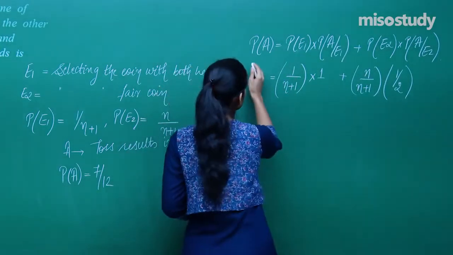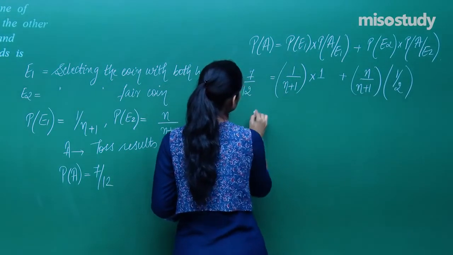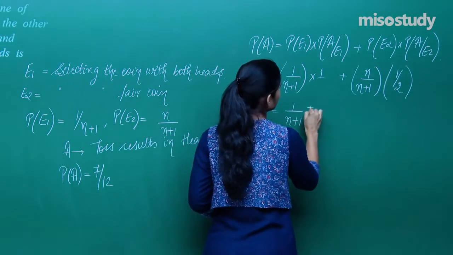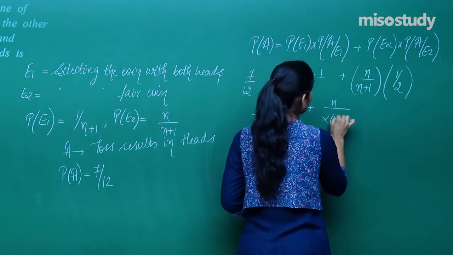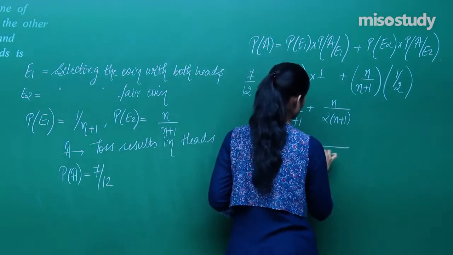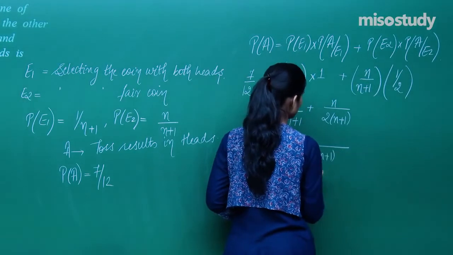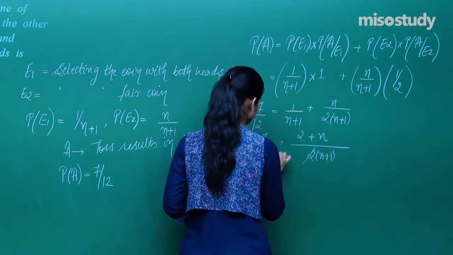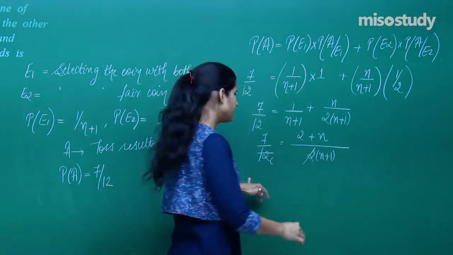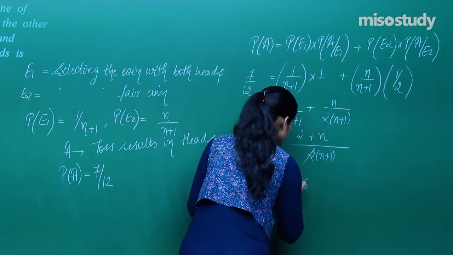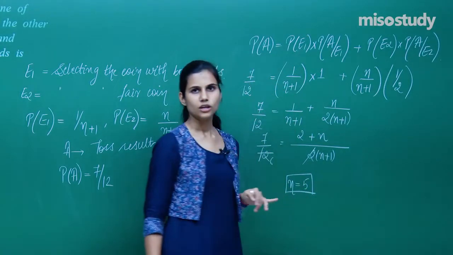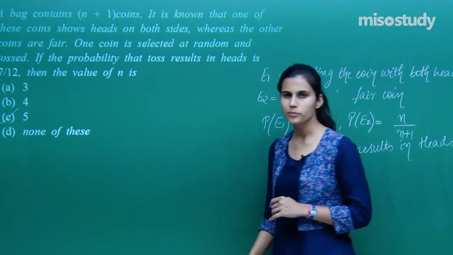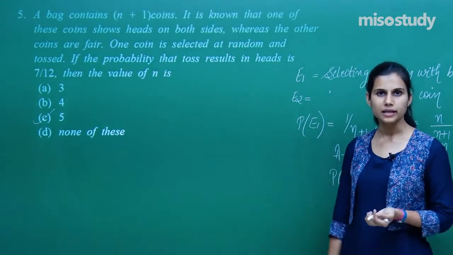Right? So what do you get? And what is this given to you as 7 by 12? So you get 7 by 12 is 1 by n plus 1 plus n upon twice of n plus 1. So clearly twice of n plus 1 you have. Here you have 2 plus n, and this is 7 by 12. When you resolve this, you very easily get n equals 5. So question was, what is the value of n? Answer is n equals 5. That's how beautifully the total probability concept pops in to help you get the answer.